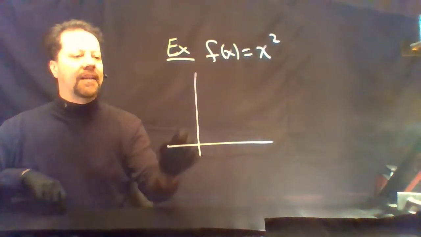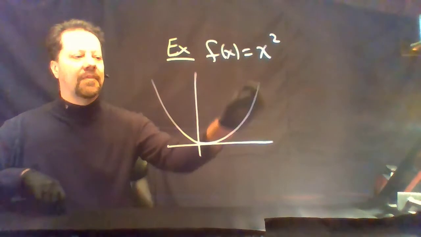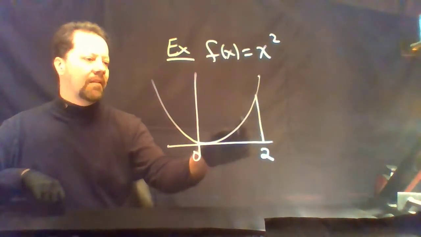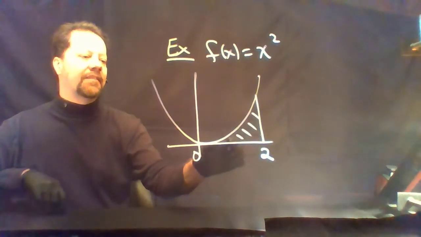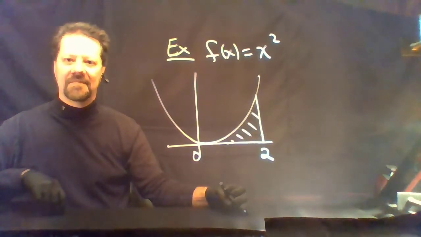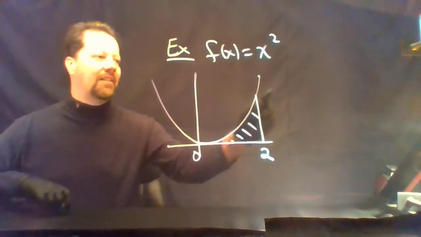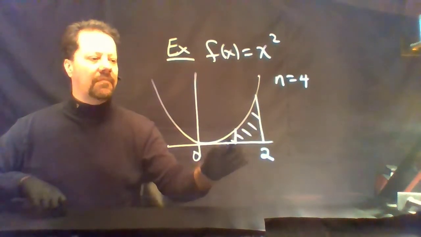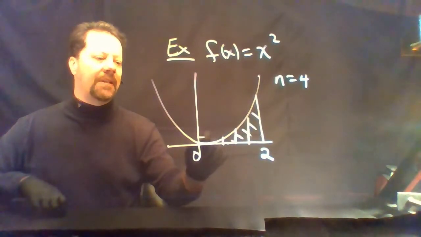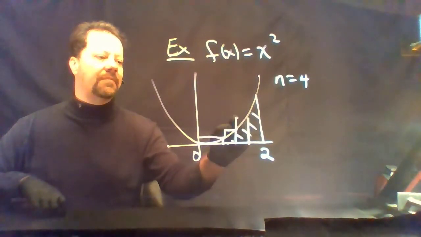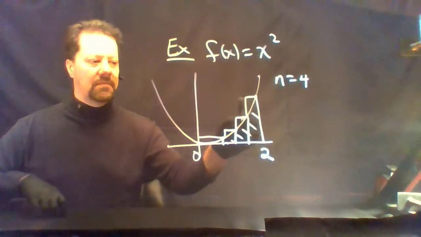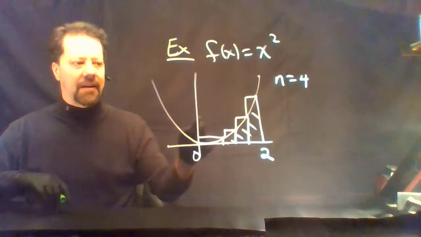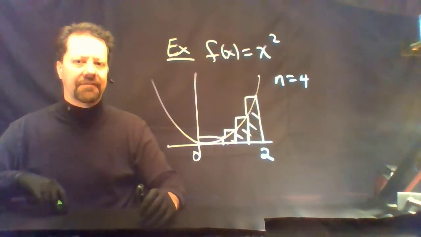I want to look at y equals x squared, and I want to do this between 0 and 2. And we're going to estimate the area of the undergraph. We'll start simply assuming that n equals 4. If we divide this into 4 pieces and use right-hand endpoints, the sum of the areas of the resulting rectangles should overestimate the area of the undergraph.